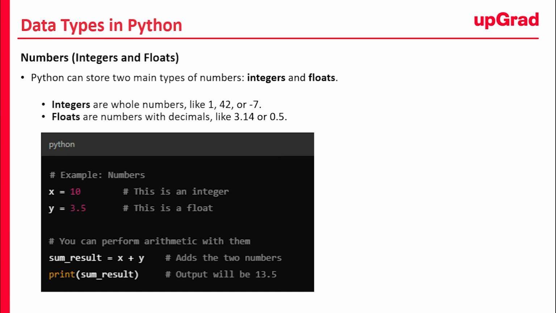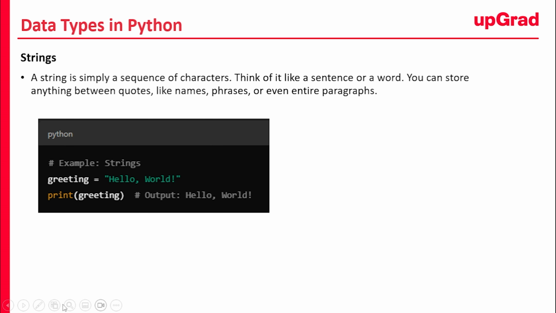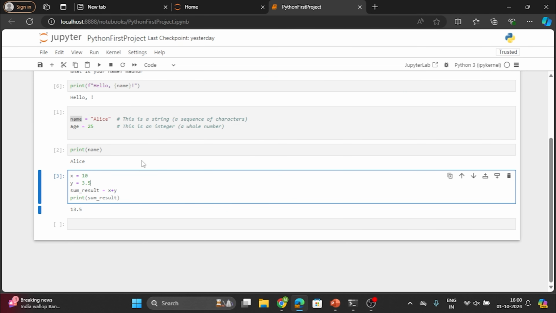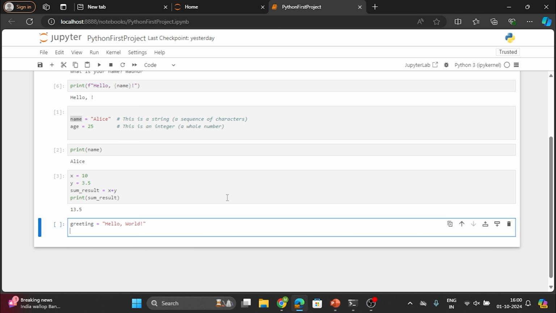The next type that we are talking about is strings. A string is simply a sequence of characters. Think of it like a sentence or a word. You can store anything between quotes, like names, phrases, or even entire paragraphs. Let's run this particular program in Python. Hello world is what we started with. I'll give it a variable name, greeting, and save hello world in this variable. Then I'll print greeting.